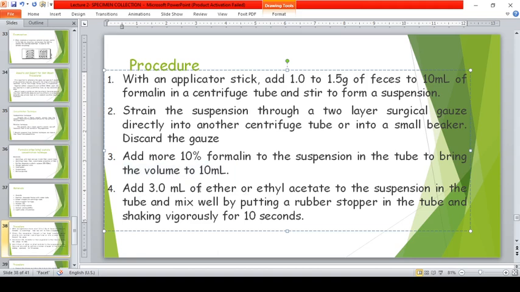And then, you will add 3 ml of ether or ethyl acetate to the suspension in the tube and mix well by putting a rubber stopper in the tube. Okay, or if it has a cup, better, and shaking vigorously for 10 seconds.